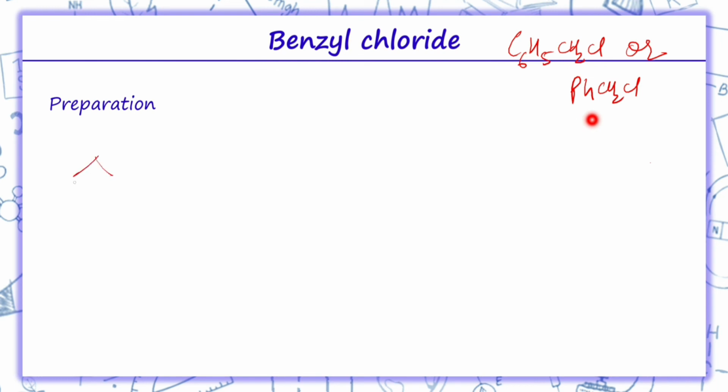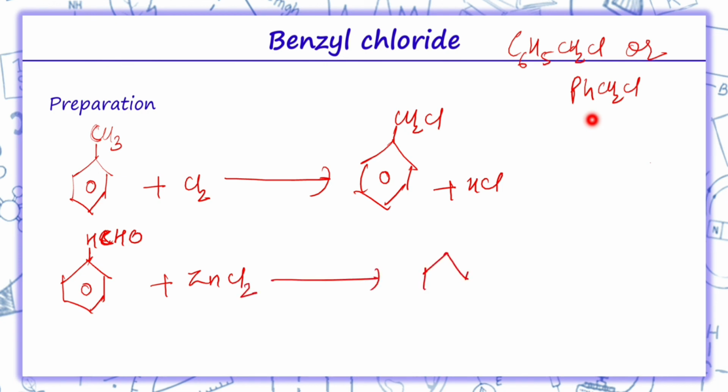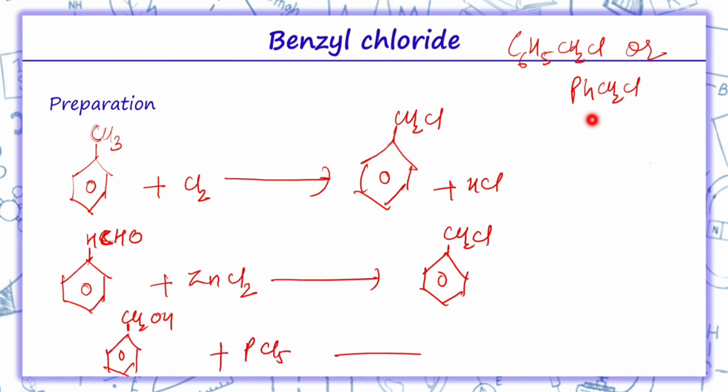How will we prepare it? First, it is prepared from toluene. Toluene on chlorination forms benzyl chloride, C6H5CH2Cl, plus HCl. Similarly, we have benzaldehyde. Benzaldehyde reacts with ZnCl2 and forms benzyl chloride, CH2Cl. Next, we have benzyl alcohol, CH2OH. On reaction with PCl5, it forms benzyl chloride. So, this is about the preparation of benzyl chloride.